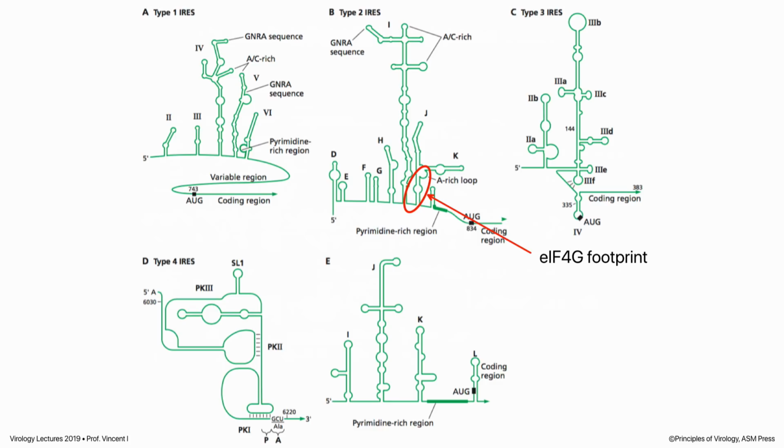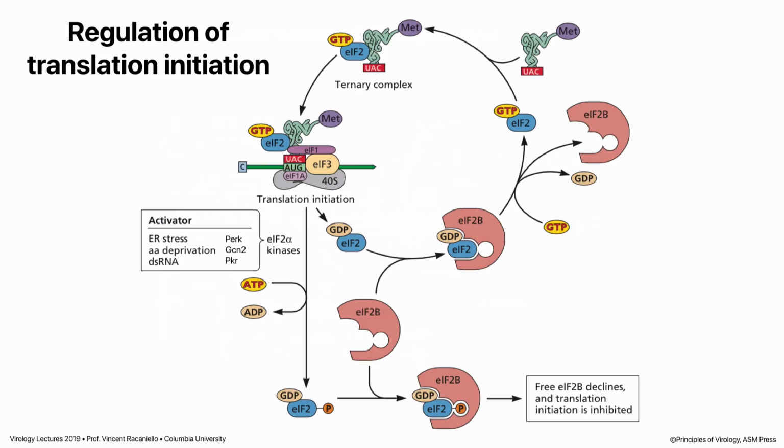You don't need a cap. 4G binds directly to the RNA, and for the hepatitis C virus, it's in the upper right here, the ribosome can actually bind directly to this structured RNA. Again, no cap needed. So these are called internal ribosome entry sites, or IRESes. All right, so that's one way to abrogate competition with the host cell mRNA for translation.